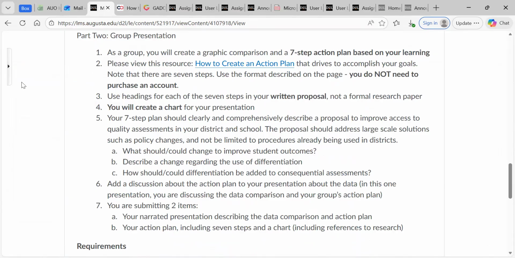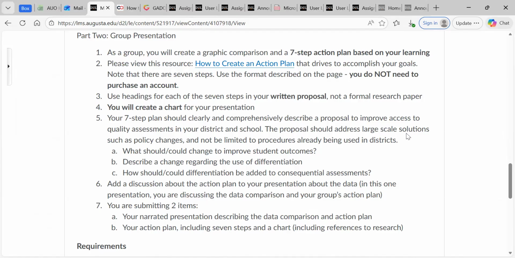So use headings for each of the 7 steps in your written proposal. This is not a formal research paper, but it is a written proposal. So in presentation format, you're going to create a chart for your presentation. You need to have that 7-step action plan, you need to have your graphic comparison, and you need to have a written proposal explaining each step of your action plan, and support your decisions with citations to our module resources.